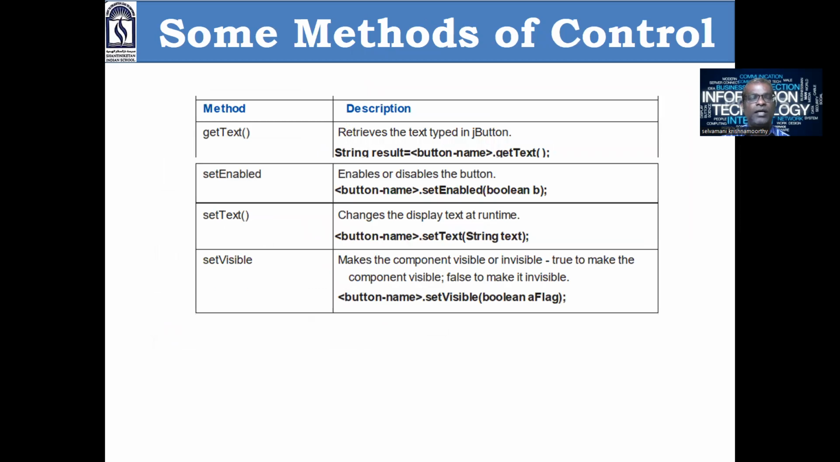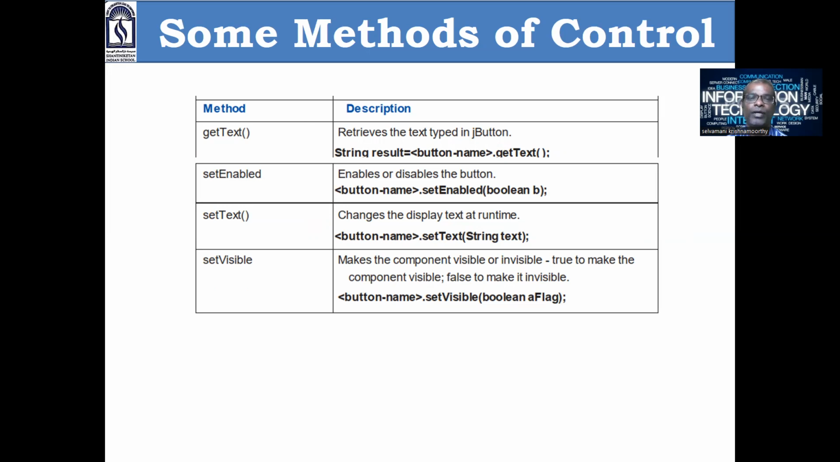Again here, I mentioned some of the commonly used methods of a control. Similarly, the control may be a button, the control may be a text field. That's not a problem. Get text retrieves the text available on the button or control. Already we studied get text. Okay, get text is a getter. It is used to extract the text available on the control.